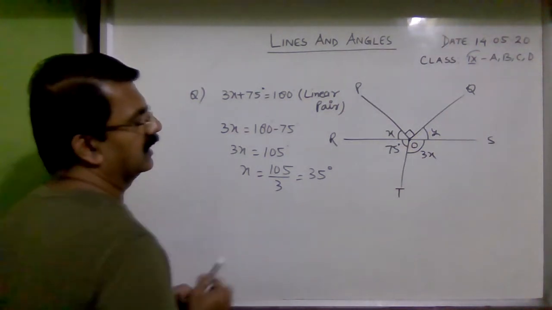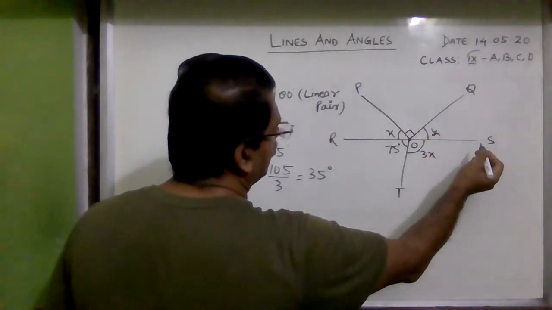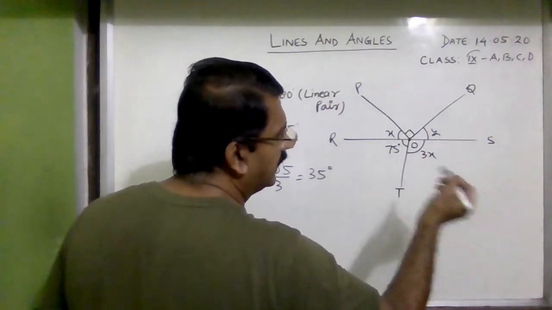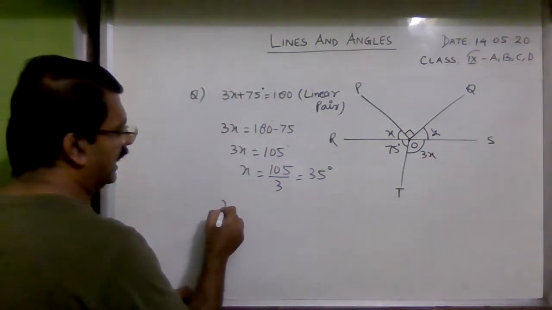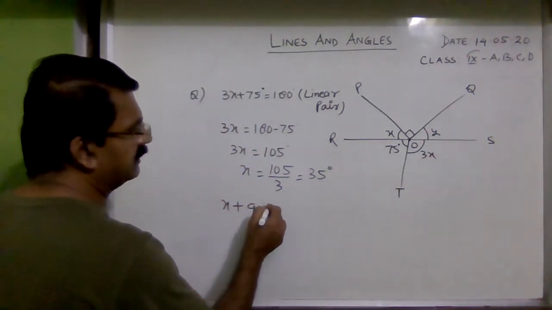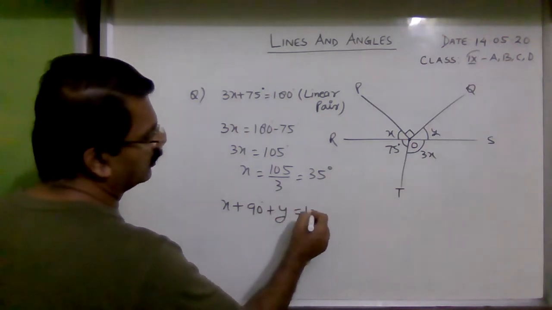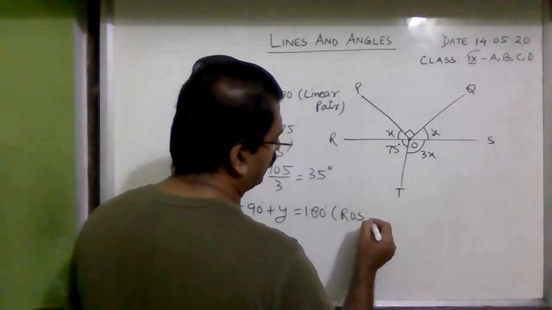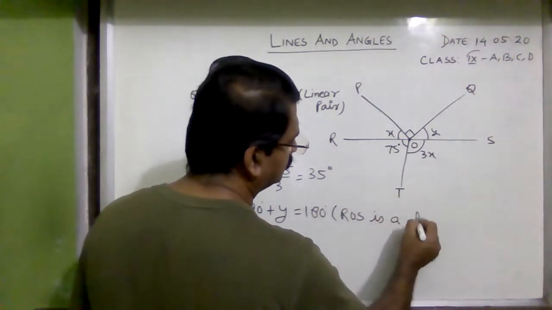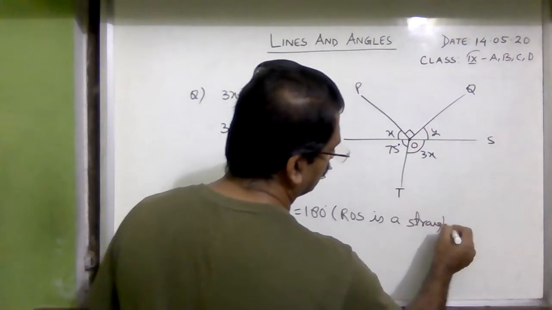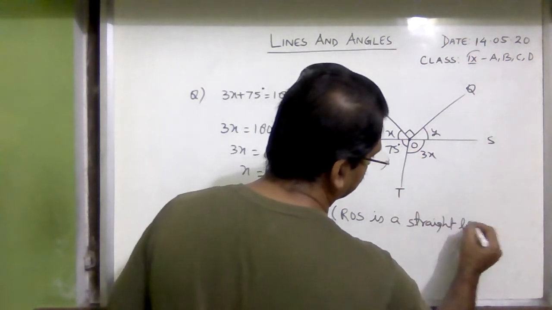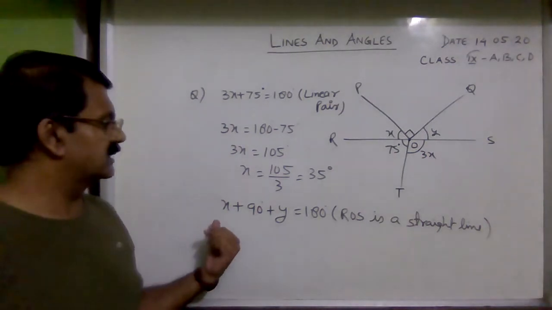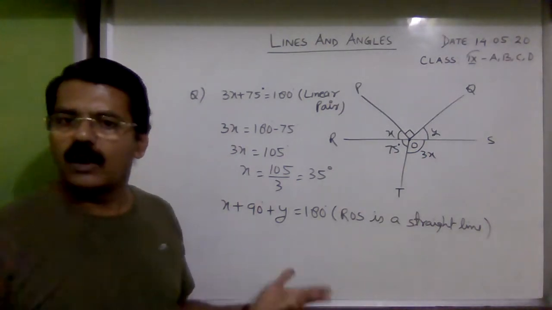Now still, as you can see, ROS is a straight line, so the sum of x, 90, and y will again be 180 because it is a straight line. So x plus 90 degree plus y is equal to 180. Now the reason you will write, ROS is a straight line. So as ROS is a straight line, the sum of these three angles will be 180 degree.